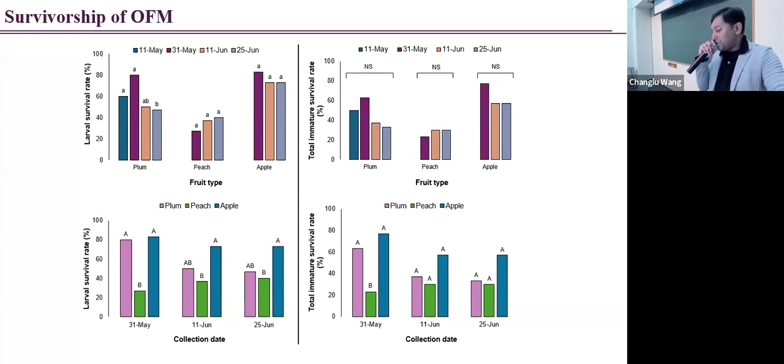And for the total immature survival rate, we didn't get any significant result. There's no significant difference, but the larval survival rate is similar in peach and apple, while in plum, the earlier collection is better than the later collection date.